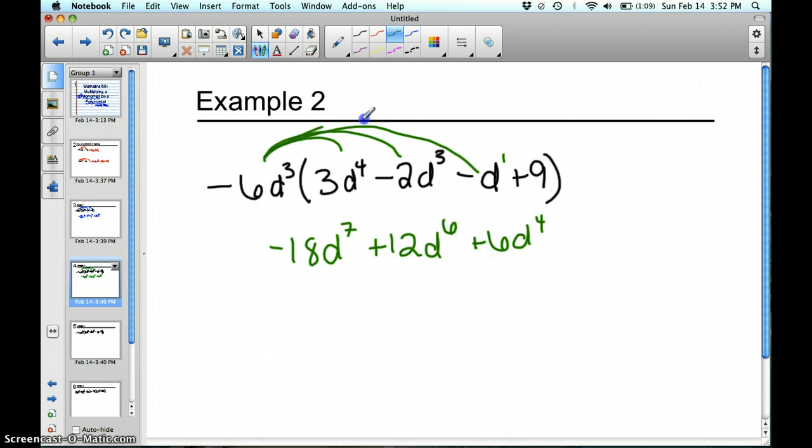And then I'm going to do negative 6 times 9, so I'm going to get a negative 54. And then we can't forget our d cubed. There's no d to multiply here, so we just bring along that d cubed.